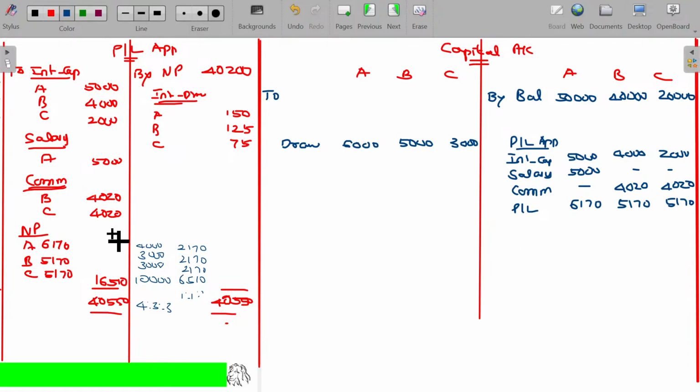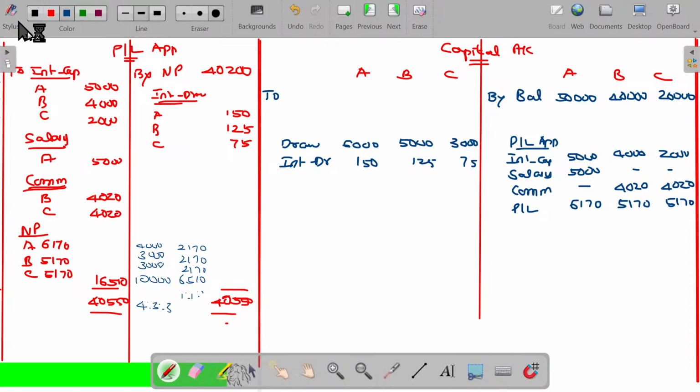Okay. And for drawings, now they have to be charged with the interest on drawings. That should be in the debit side, interest on drawings. The value being 150, 125, and 75. Clear?